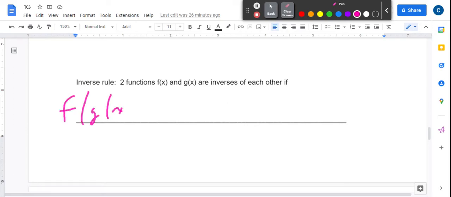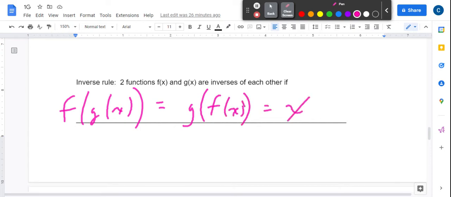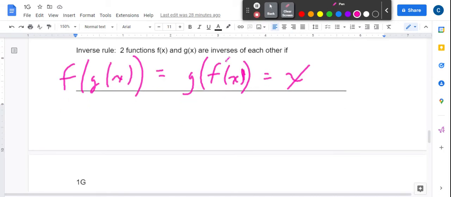f of g of x is equal to g of f of x, and they end up equaling x. So f of g of x is x, g of f of x is also x, and they equal each other. Let me give you a quick illustration of what this kind of looks like.